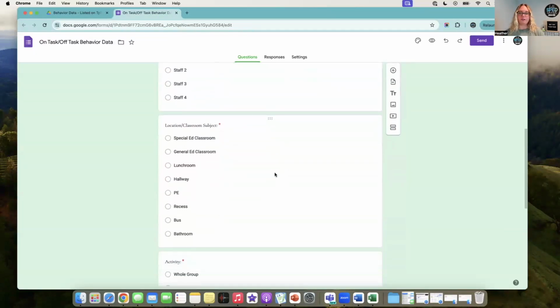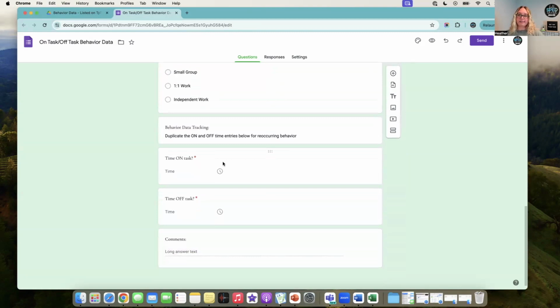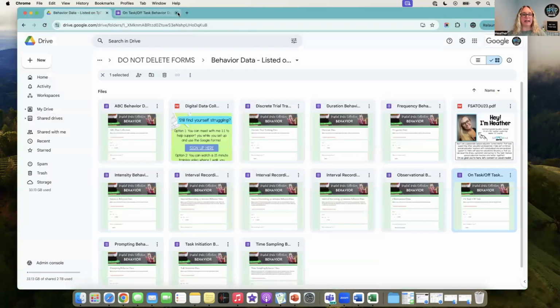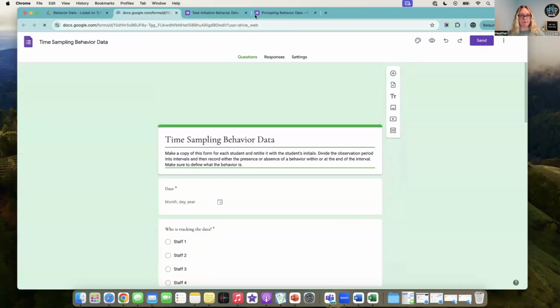This is a new one this year, on task and off task behavior. So if you're looking for a student who is on task, you might be looking at which class they were in, what time were they on task, what time were they off task. So again, looking for that time. Prompting. We have 3 more: prompting, task initiation, and time sampling.